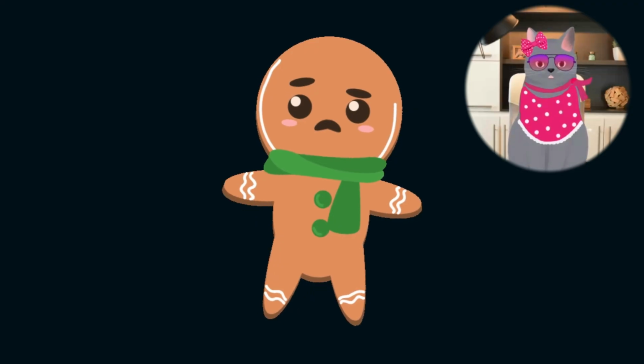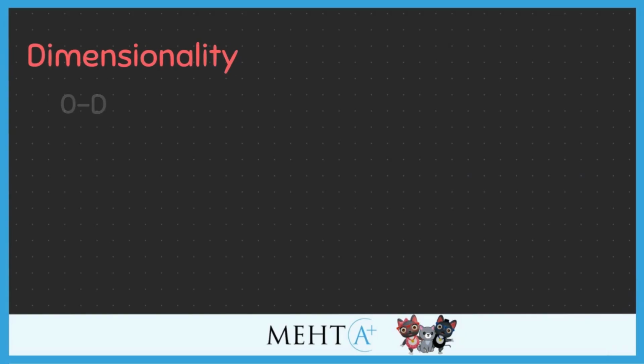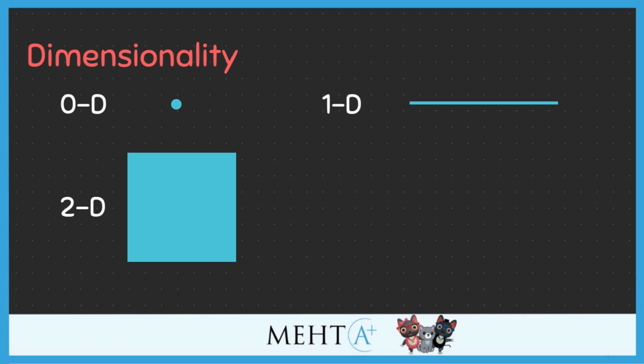Let's start with the concept of dimensionality. 0D is what? A point. 1D is a line. 2D is a plane, something like a square.